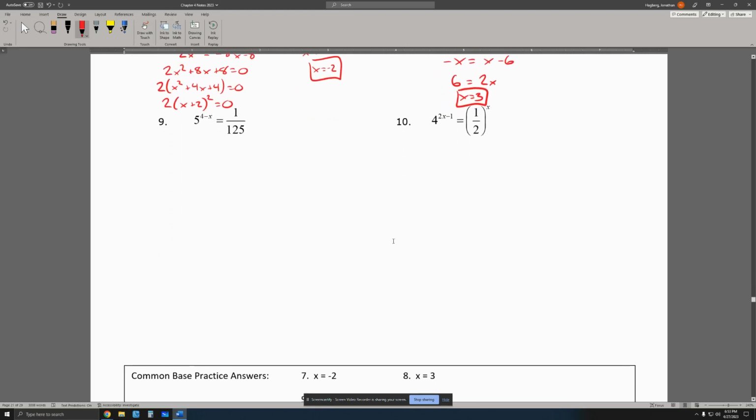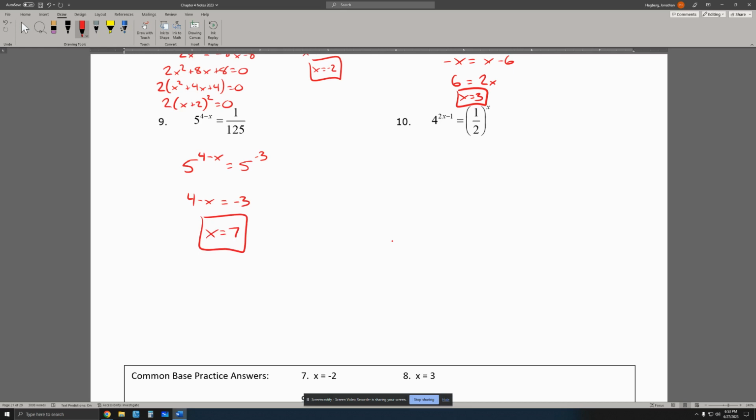All right, we got 2 more for today. Number 9, we've got 5 to the 4 minus x and 1 over 125. Well, I noticed that 125 is a perfect power of 5, it's 5 cubed. And then it's also the reciprocal, so we can write this as 5 to the negative 3. Now that we have a common base, we can set those powers equal to one another. Adding x and adding 3 to both sides, we get x equals 7.